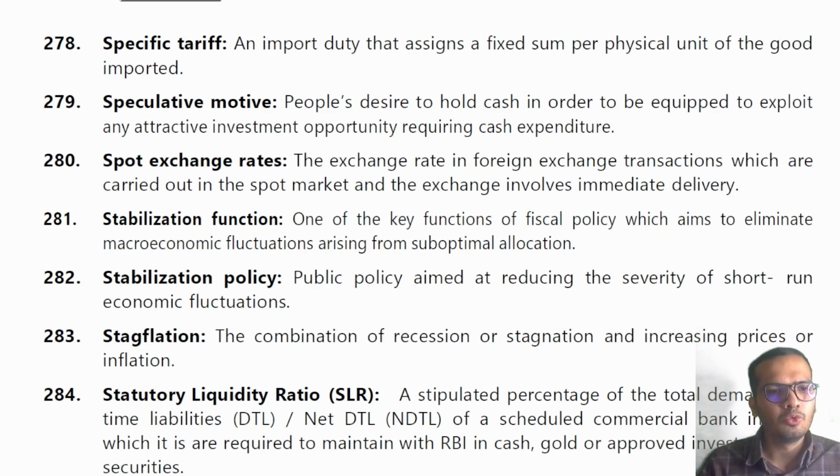Then we have 278, specific tariff. So it's an import duty that assigns a fixed sum per unit imported. Then we have number 279, speculative motive. So people's desire to hold cash in order to be equipped to exploit any investment opportunity requiring cash expenditure.